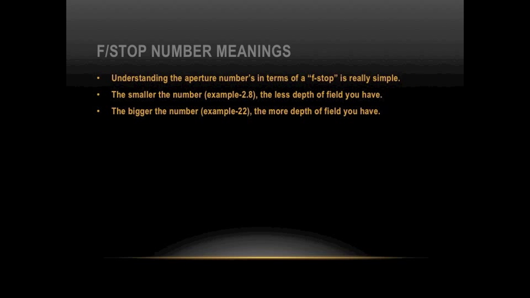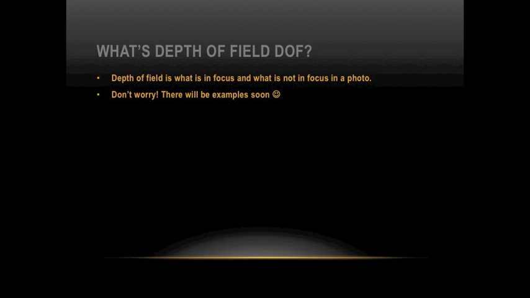F-stop numbers and meanings. Understanding the aperture numbers in terms of an f-stop is really simple. The smaller the number, an example being f2.8, the less depth of field you have. The bigger the number, example f22, the more depth of field you have. Now you may be asking, what's depth of field? Depth of field is what is in focus and what is not in focus in your photo.